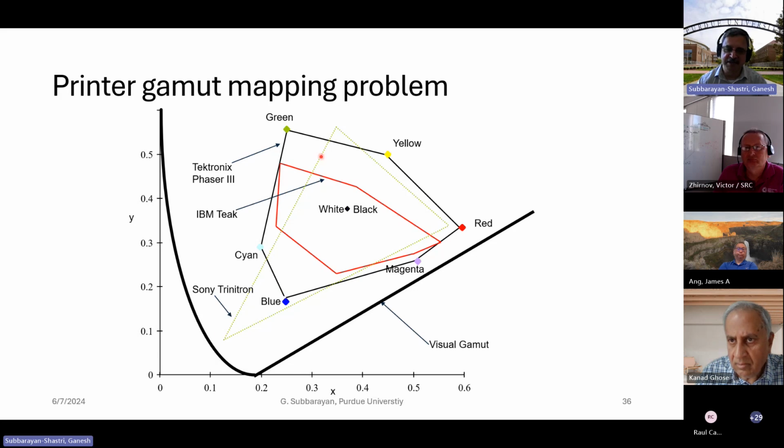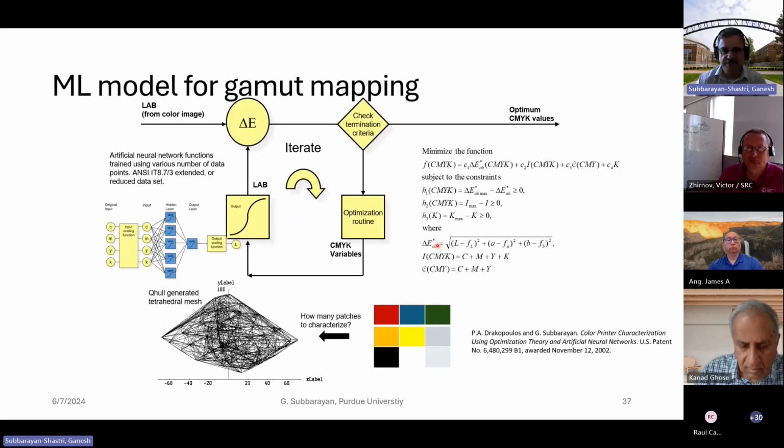You want them to be overlapping exactly, but because of the nature of the way in which the colors are produced, they don't match. So it's an optimization problem. And what we did was to develop a machine learning model for this gamut mapping problem. Like I said, it's minimizing this Pareto optimization problem, subject to the constraint that the error in color has to be bounded and subject to the maximum amount of ink usage and maximum amount of black usage as well. So this is a Pareto optimization problem.